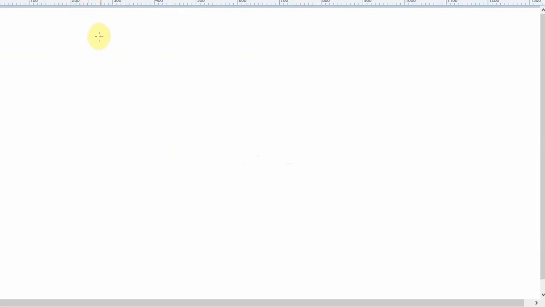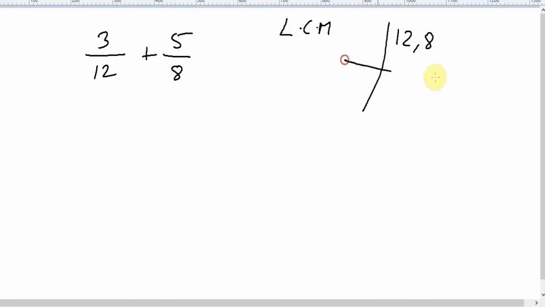Now, if they are not co-prime, the second condition, we will take for example 3 upon 12 plus 5 upon 8. Now they are not co-prime. If you are able to find it co-prime, then it's good. If you are not able to, simply go for LCM. What do you mean by LCM? The last step is LCM. Since they are not like, we take the LCM to make the denominator the same.